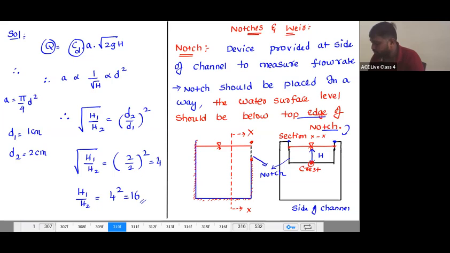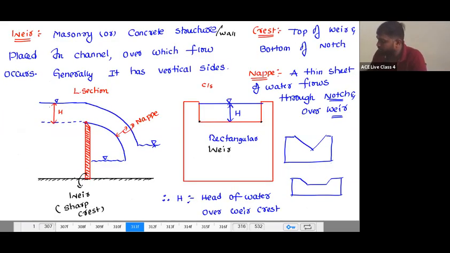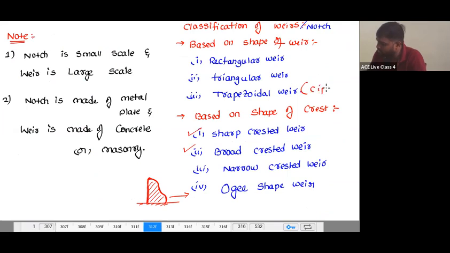And tomorrow, that triangular trapezoidal weir is known as the Cipolletti weir. So tomorrow we'll be discussing in the same session. We'll see how much time it goes. Is there any doubts? I'll show photos of the notches and weirs tomorrow.